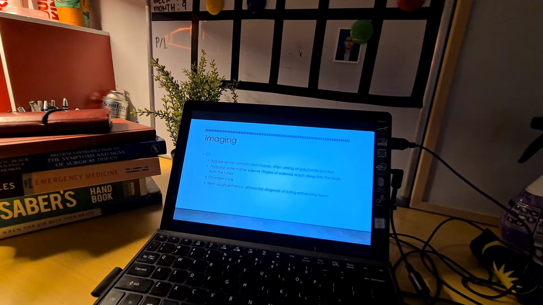On the CT scan it appears as a non-calcified mass, often arising at the grey-white junction. Profound white matter edema, the fingers of edema that reach deep into the brain from the tumor, and that is by Chamber's rule. Metastases usually enhance, and we can see ring enhancement. This is the most common sign of brain metastasis, a ring enhancing lesion.